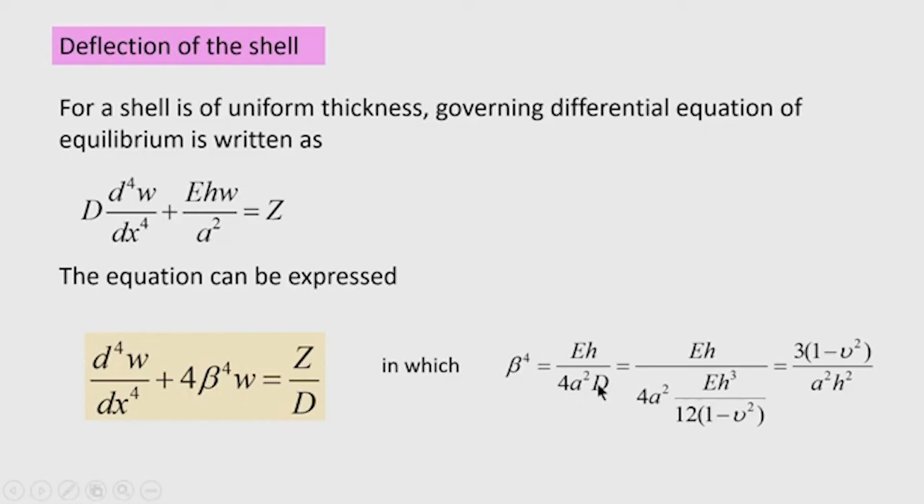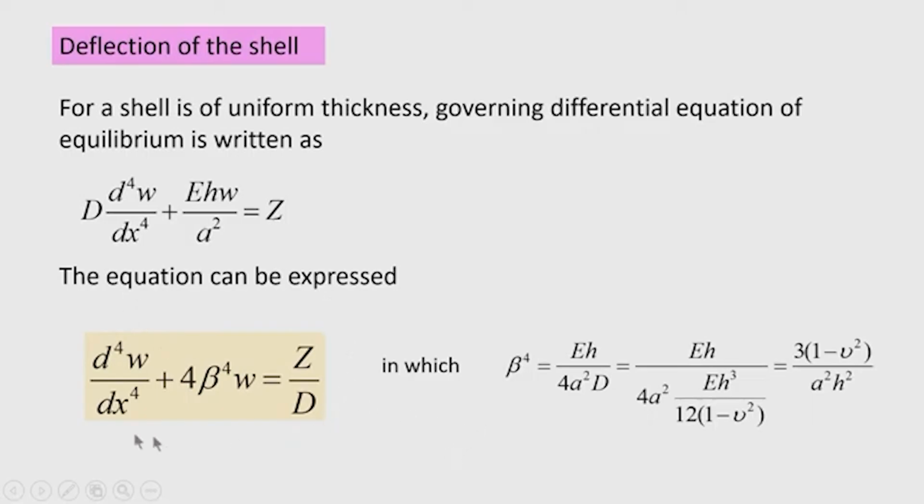Now, substituting D as E h cube divided by 12 times 1 minus mu square, and simplifying we get beta to the power 4 equal to 3 into 1 minus mu square divided by a square h square. So, once we find beta to the power 4, beta can be found out, and the unit of beta is the inverse of length, that is, if the length is expressed in meter, then the unit of beta will be meter to the power minus 1.